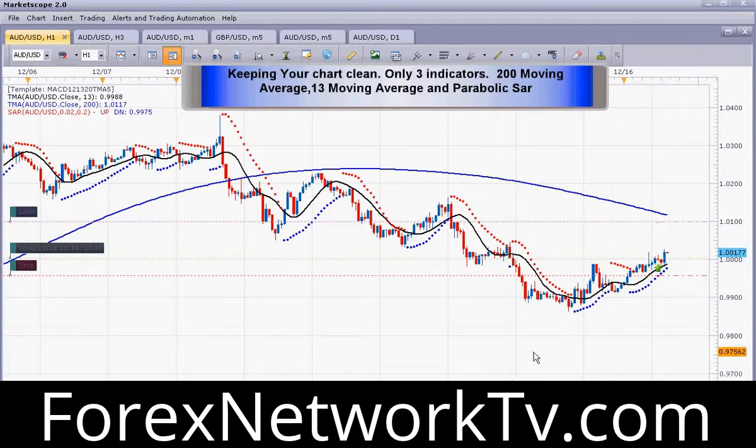This software is from FXCM Markets. It's pretty simple and clear. So I hope that this helps you.